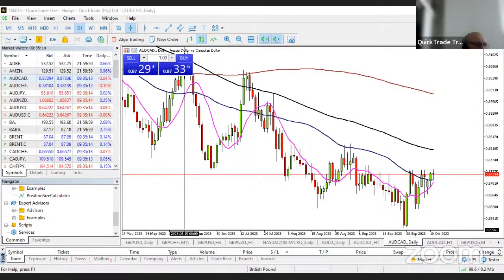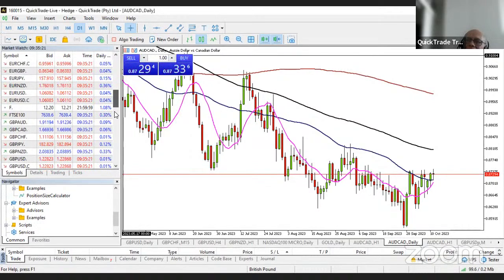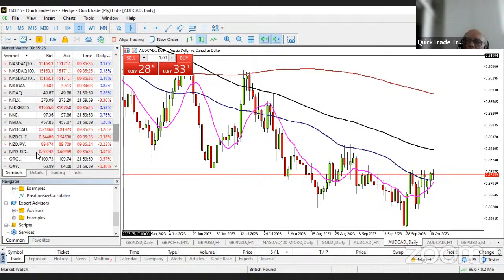Okay, now what was sent out? A couple of trades. What was sent out? We'll start with NZD USD. I think it was the only one that was sent out. NZD USD. I'll discuss another one in a moment. We'll start off with this one.